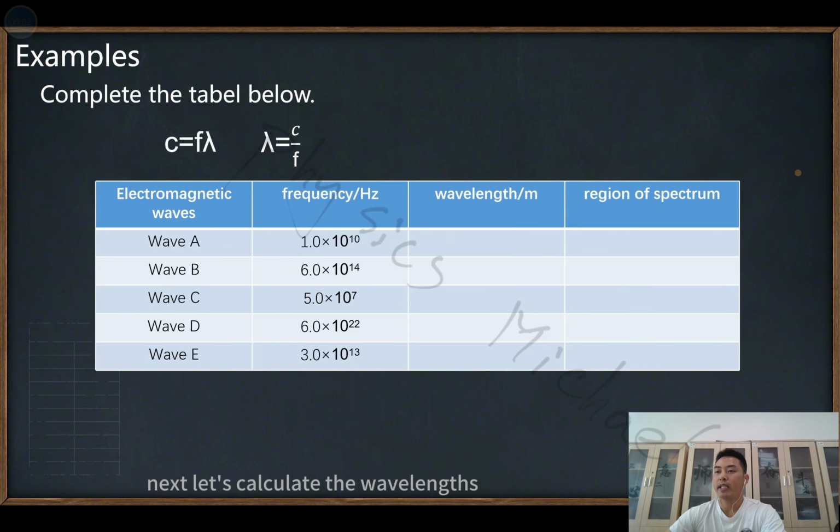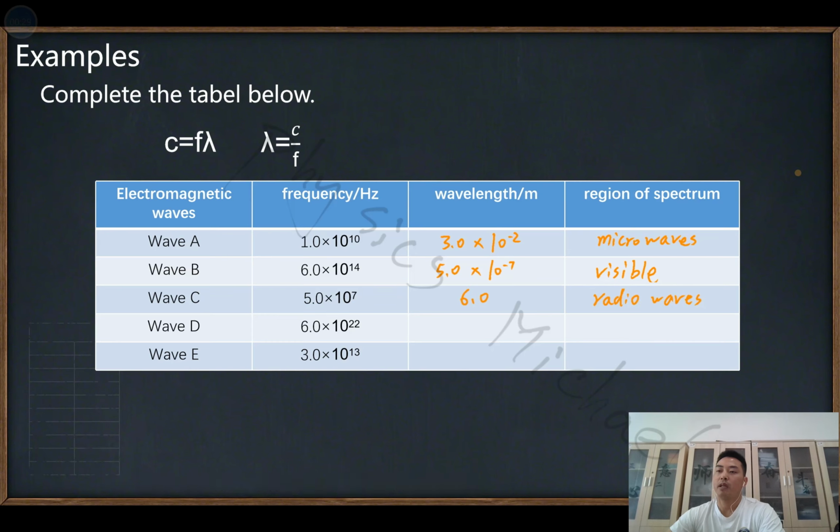Next, let's calculate the wavelengths of some electromagnetic waves using the wave speed formula. After doing the math, we found wave A has a wavelength of 3 times 10 to the power of negative 2 meters, so it is a microwave. Wave B has a wavelength of 5 times 10 to the power of negative 7 meters, which means it is visible light. Wave C has a wavelength of 6 meters, so it belongs to radio waves. Wave D has a wavelength of 5 times 10 to the power of negative 15 meters, which is in the gamma ray range. Wave E has a wavelength of 1 times 10 to the power of negative 5 meters, so it's in the infrared range.